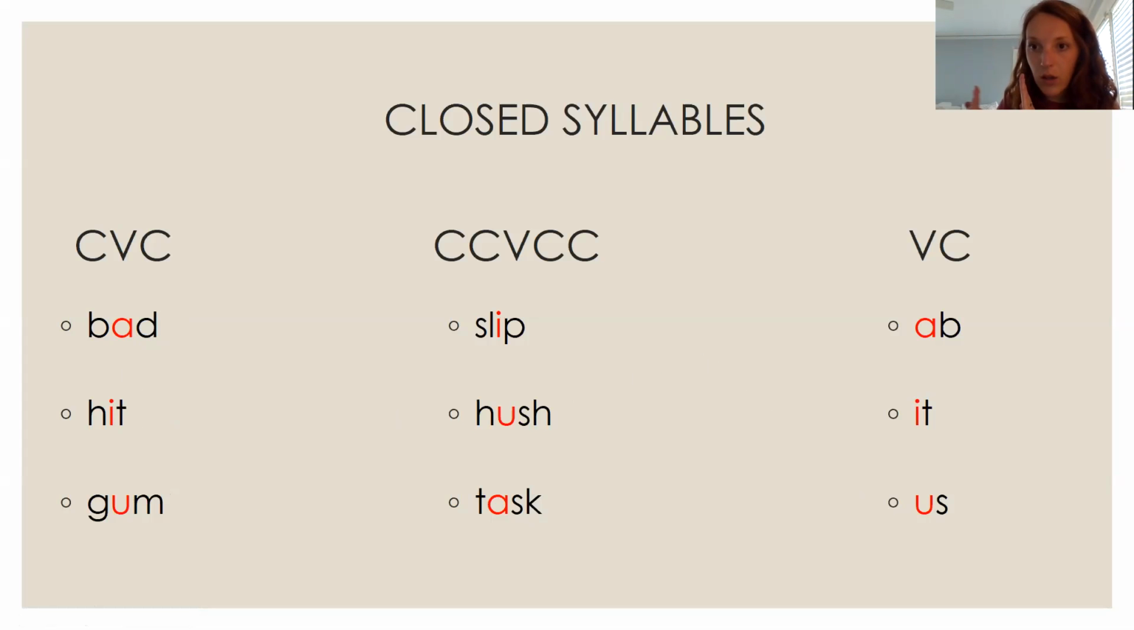And when a consonant closes in a vowel like that, it makes the vowel make this short vowel sound. And we know the short vowel sound of A is ah. The short vowel sound of I is ih. The short vowel sound of U is uh. The short vowel sound of O, we don't have an O, is ah. And the short vowel sound of E is eh.